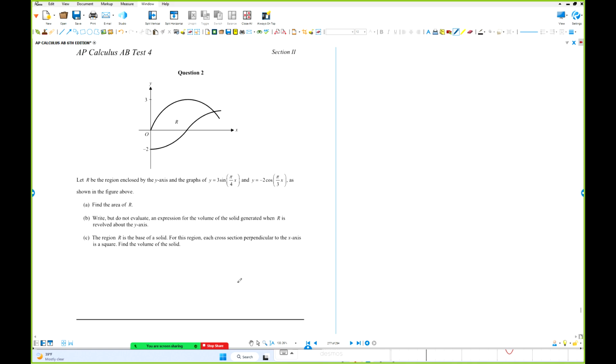R is the region enclosed by the y-axis. This is the y-axis. And the graph of y equals 3 sine pi over 4, this one, right? We start from here. y equals sine pi over 4x. The bottom is negative 2 cosine pi over 3 and x. This is the enclosed region.